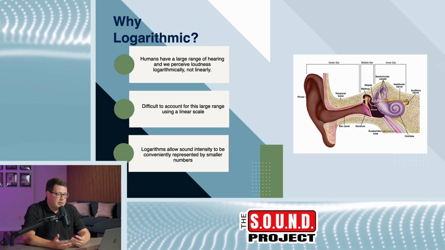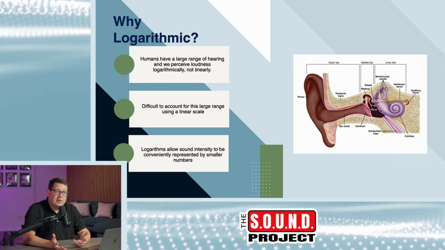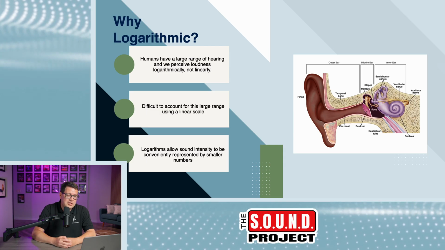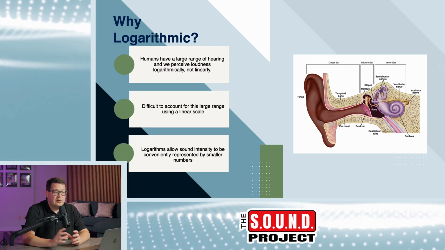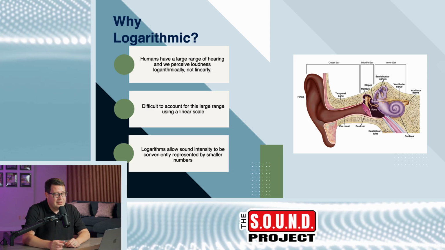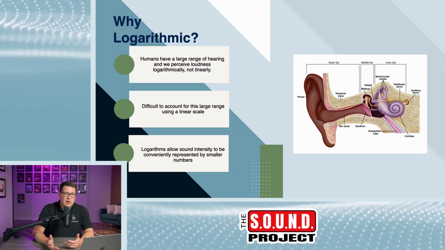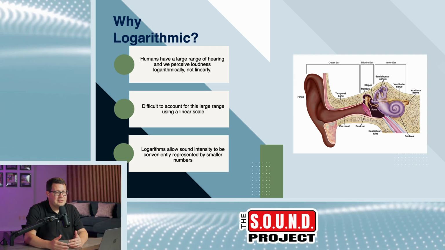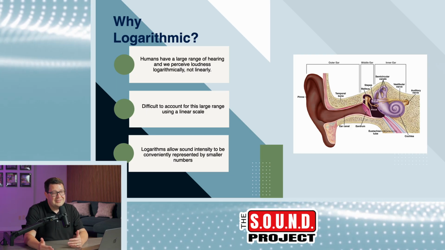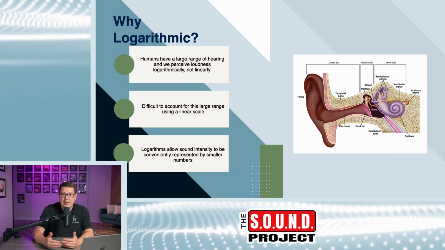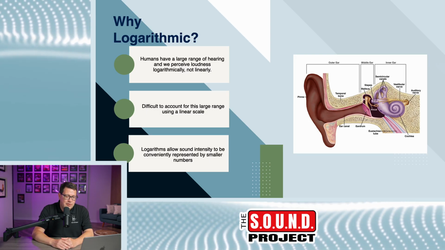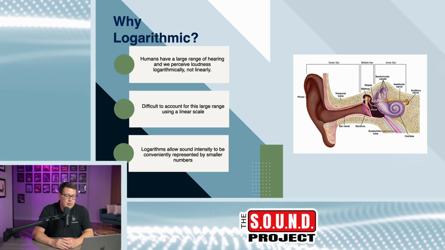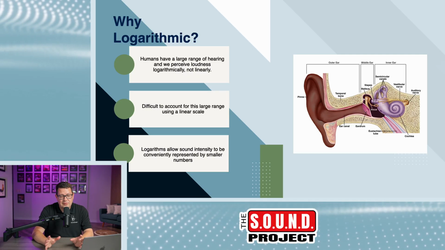Why is the decibel scale logarithmic? The reason is that the way humans hear, we have a large range of hearing different pressures, so we perceive loudness logarithmically and not linearly. That is why the dB is on a logarithmic scale. It's also difficult to account for a huge range like that using a linear scale, because then we would be talking about going to concerts and the dB level would be in the millions rather than just maybe 130. So it's easier to keep track of those numbers by making it logarithmic. Logarithms allow sound intensity to be conveniently represented by smaller numbers. And that's really what we're looking at here.